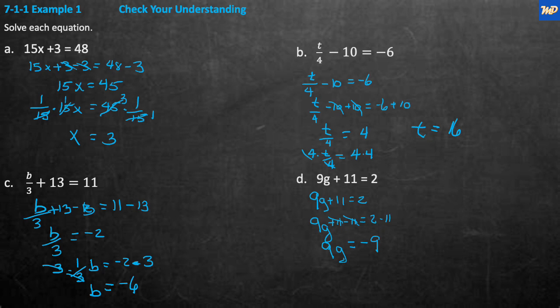We have to get rid of the 9 with the g because we have to have just the g by itself. 1g, not 9 g's. So in order to do that, we're going to multiply both sides by 1 over 9: 9g times 1 over 9 is equal to minus 9 times 1 over 9. And this 9 will cancel with that 9, and we're left with g is equal to minus 9 divided by 9, which is equal to minus 1.